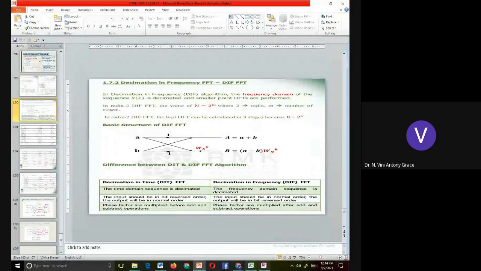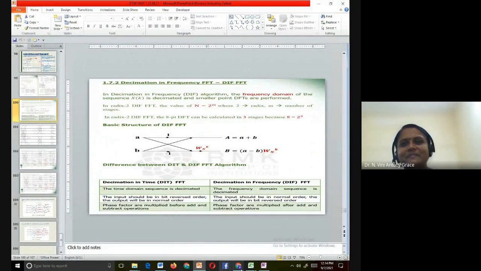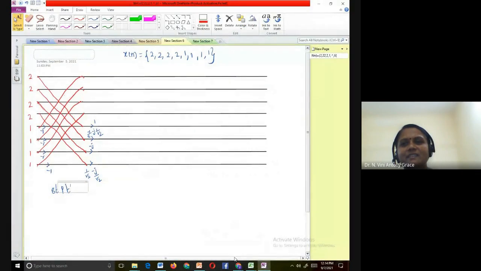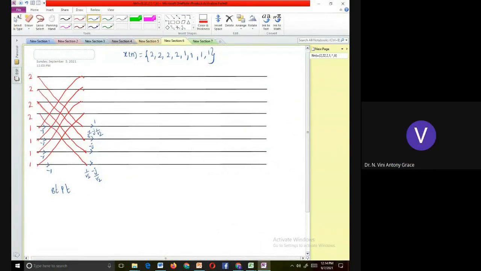Have you completed the 8-point DFT? Will you take this as homework? First, let me tell you what you will get at each and every node for the 8-point. The 8-point alone will be difficult for you; the 4-point and 2-point you can very well do. I'm writing the output here.